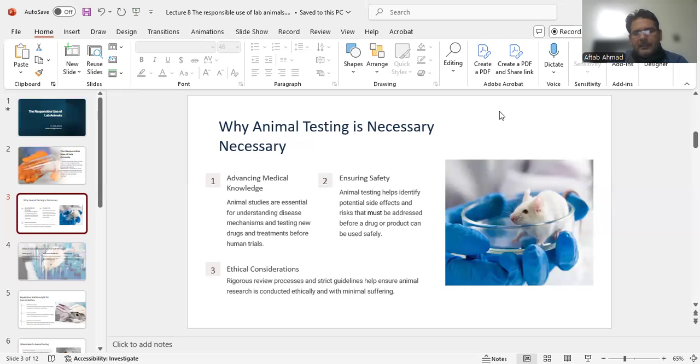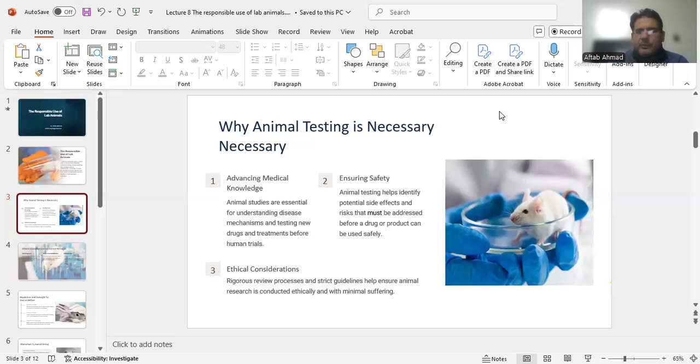Animal testing helps identify potential side effects and risks that must be addressed before a drug or product is used in humans. For all drugs, the journey sometimes starts with testing the drug on cells. We grow the cells in the laboratory and then test the drug. For example, if we are targeting certain enzymes in the cell, and the drug has proved to be very successful in the cell study, then we proceed with the animal trials.